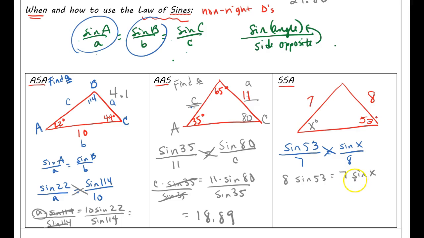That is not allowed. These are stuck together, like they can't be separated. So all you can do is divide both sides by the 7 and get rid of that. And now this is the number that you're going to type in, and it's going to be equal to the sine of X. Okay, so this is kind of weird. So let's go ahead and type in this number, which is 8 sine 53, divided by a 7.